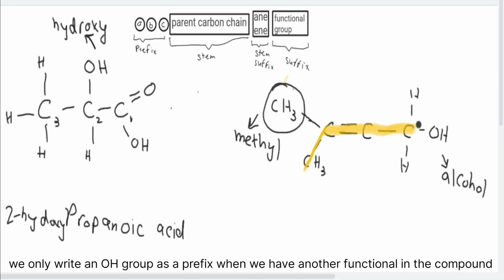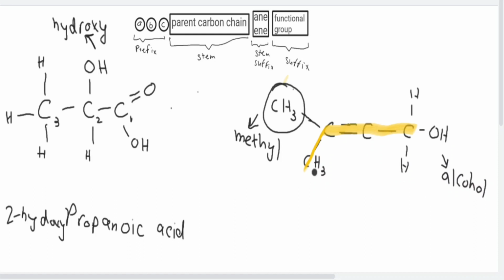Now, since I don't have any other functional group here, I have an OH, this will be my functional group and not my prefix. This will be a suffix. So my longest unbroken chain is like this, and it consists of 4 carbons. So I write but.